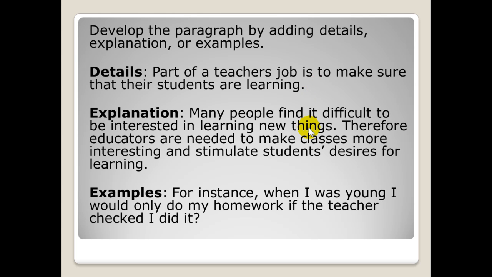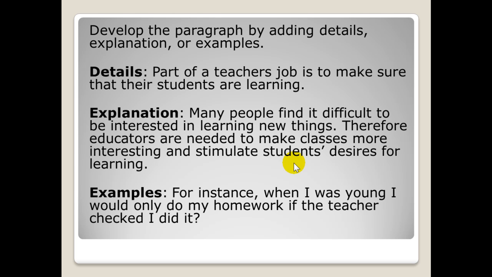Explanation. Many people find it difficult to be interested in learning new things. Therefore, educators are needed to make classes more interesting and stimulate students' desires for learning. So you're trying to give reasons here.